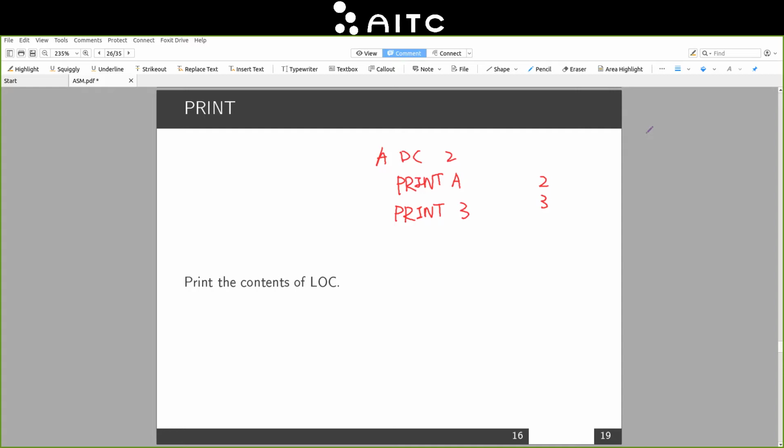Why? I can't understand it. If you give the number A is 2 and you print A, why does the number of A become 3?